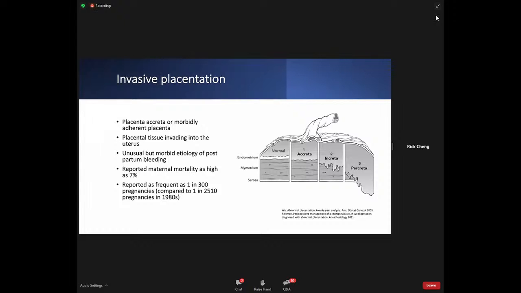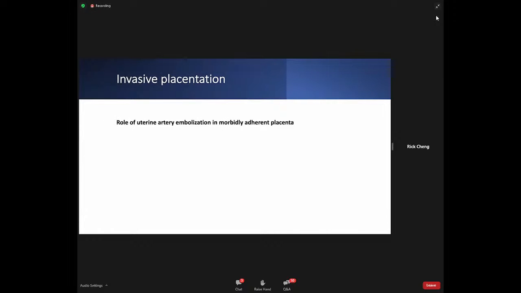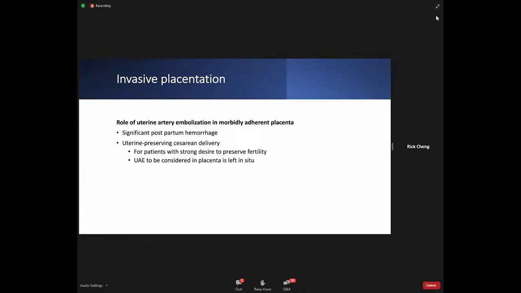Placenta accreta spectrum is an unusual but morbid etiology of postpartum bleeding, and the incidence of which has really increased over the last 2 decades, paralleling the increase of cesarean deliveries. In regards to the role of uterine artery embolization or any trans-arterial intervention here for a morbidly adherent placenta, there are actually two: one, in the setting of significant postpartum hemorrhage, and two, it can also be utilized in the setting of uterine preserving cesarean delivery where the placenta is left in situ.